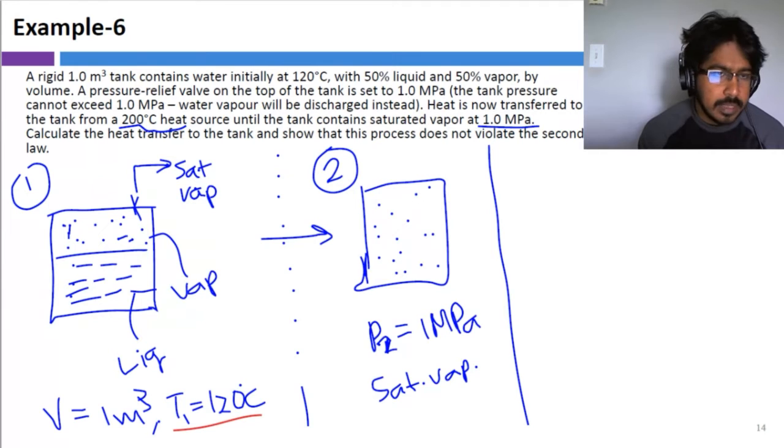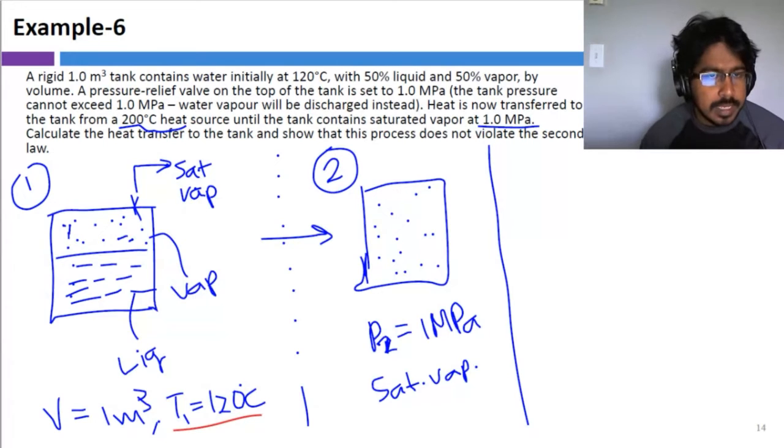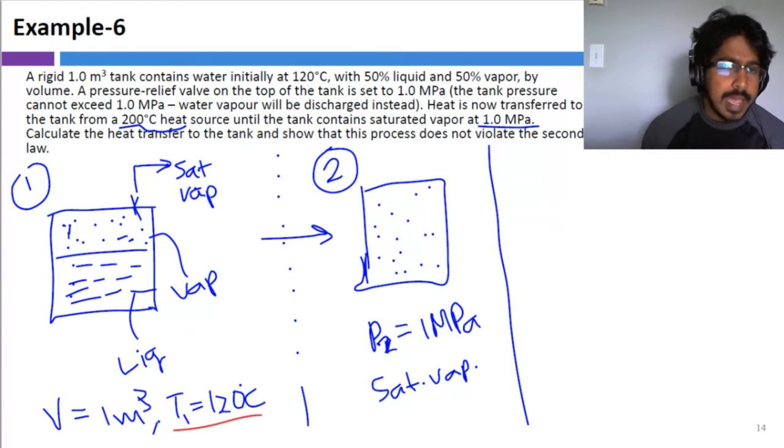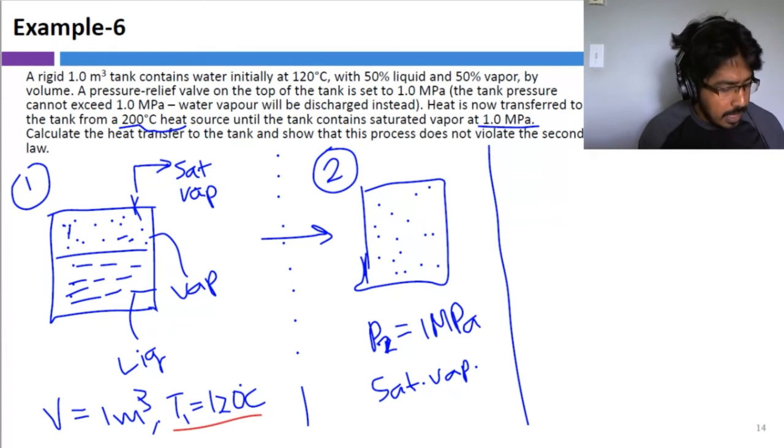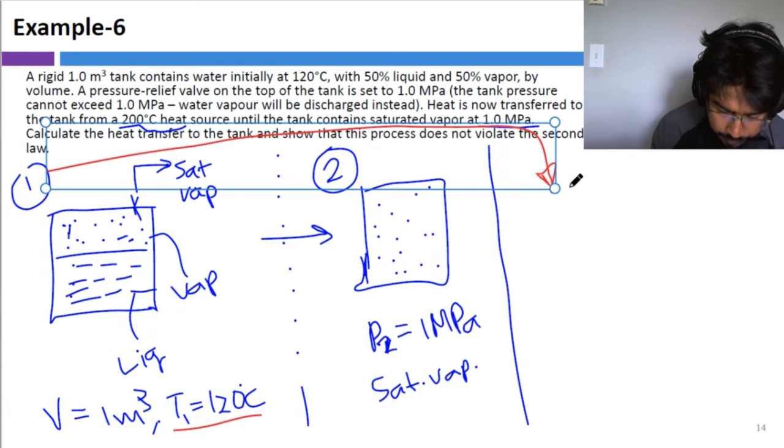It is definitely two-phase, right? So if it is two-phase, the pressure at state 1 is going to be Psat. So if we ever need the pressure at state 1, we can go to the property tables and check for 120 Celsius, and the pressure right next to it is going to be the pressure we are interested in. And then it says the volume ratio of liquid is 50%, and the same for vapor at state 1, right?